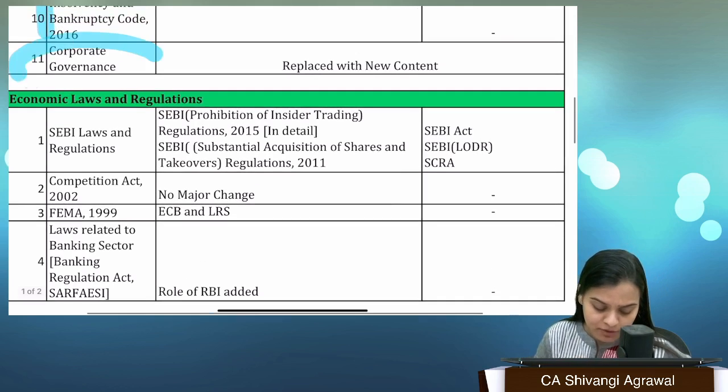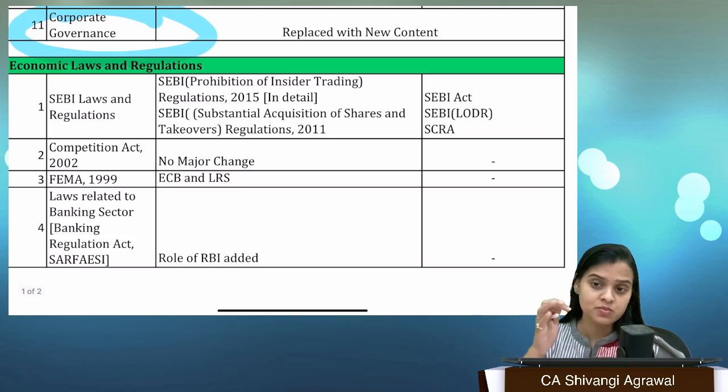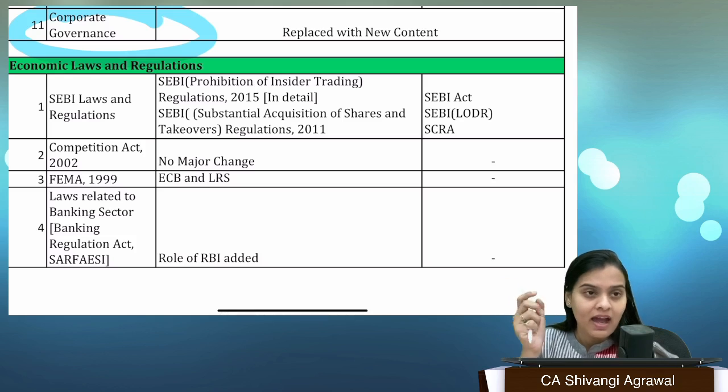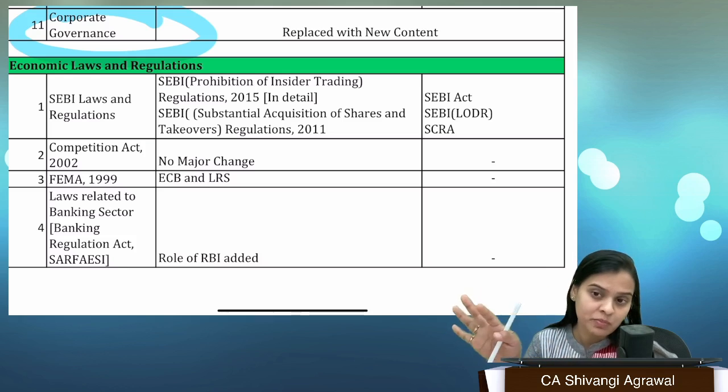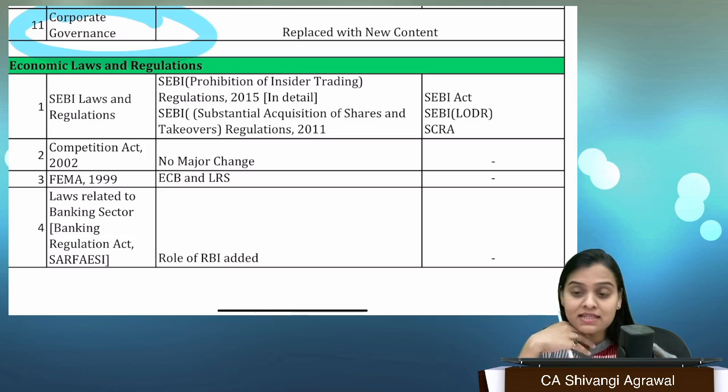When I talk about the chapter of corporate governance, I would never advise you to go to the old syllabus book and read it, because the entire content has been changed. You don't have to read all those committees, and there is a huge change. Of the entire corporate governance, maybe 5-10% still remains. Otherwise, it has been replaced with a new way of presenting. Of course, the concept remains the same, but it is entirely different from an examination perspective.